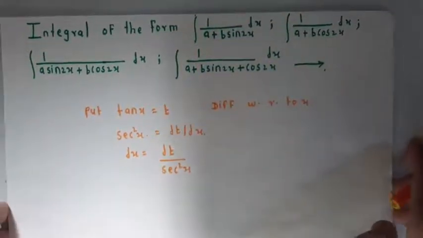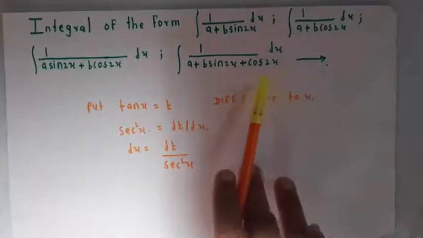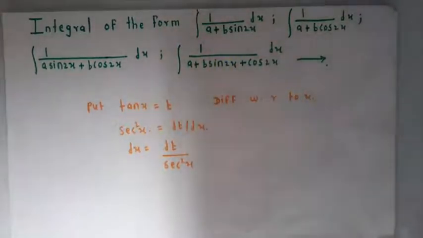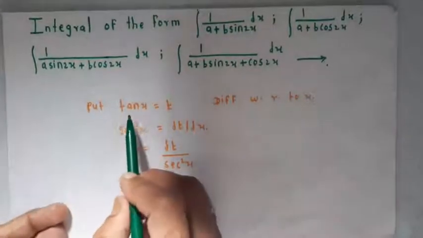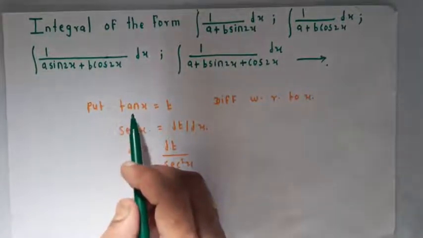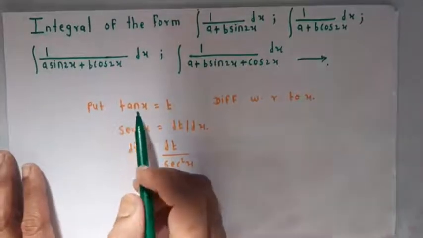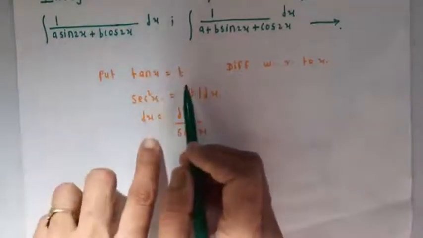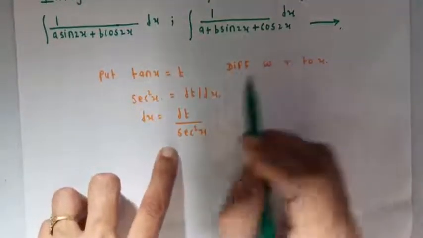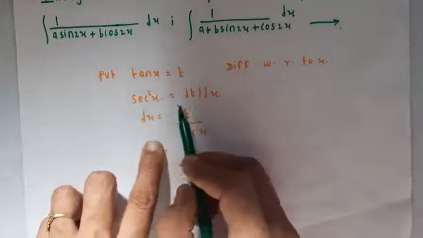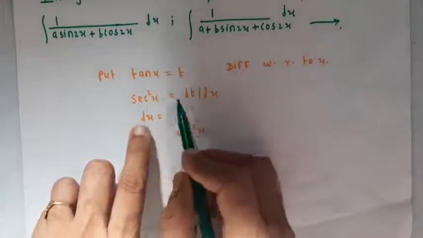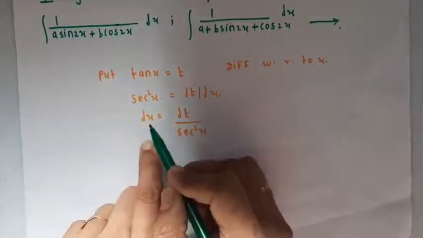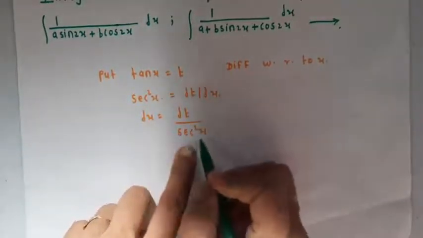Okay students, by the same method, that is by substitution, we have to substitute tan of x equal to t. While in that type of integrals we substituted tan of x by 2 equal to t, here tan of x equal to t. Whatever our substitution, we differentiate: sec square x dx equal to dt, and therefore dt by dx. Therefore dx equal to dt upon sec square of x.